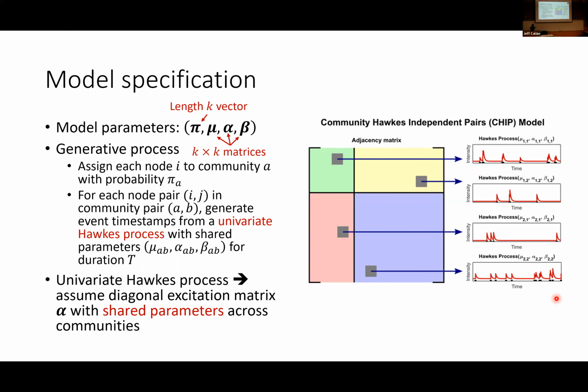So you have a univariate Hawkes process. Basically what this means is we're assuming a diagonal excitation matrix alpha. Remember I said estimating a full matrix is intractable, so we're going to assume it's diagonal. And to put even more structure on it, not only is it diagonal, but some of the entries are shared. So all of the diagonal entries for node pairs in the same block pair share the same alpha. So this is a huge simplification.